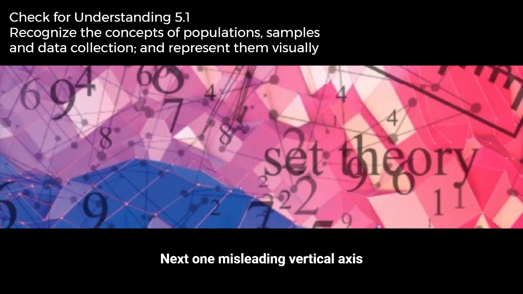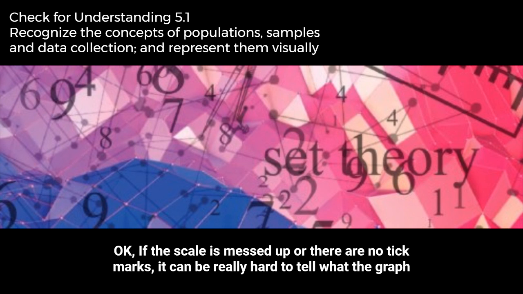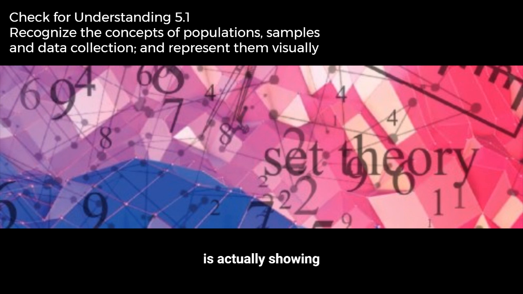Next one, misleading vertical axis. We already talked about the scaling, but what else should we be looking for? Make sure the numbers on the axis are aligned with the tick marks correctly. Okay. If the scale is messed up or there are no tick marks, it can be really hard to tell what the graph is actually showing.